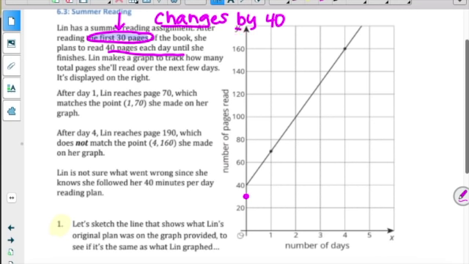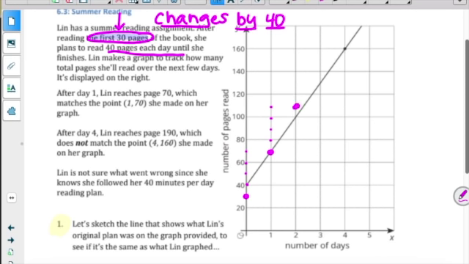So on the first day, she will have 40 pages more. If you're at 30 and you do 40 pages more: 30, 40, 50, 60, 70, on day 1. Okay, that's where she was supposed to be, so that's good. Now we're going to go up by another 40 pages. Right now we're at 70, so 70 plus 40 is 80, 90, 100, 110, and that's where she will be on day 2.